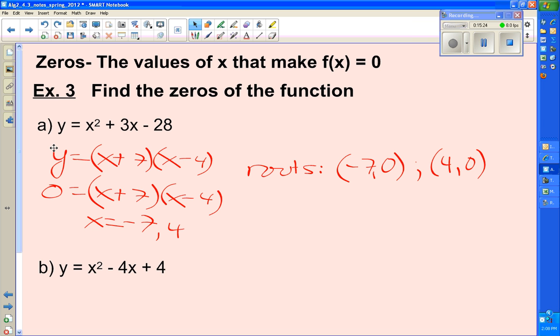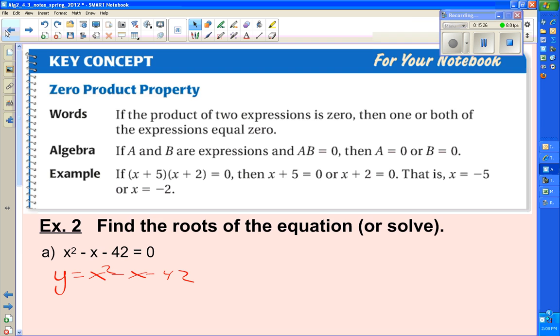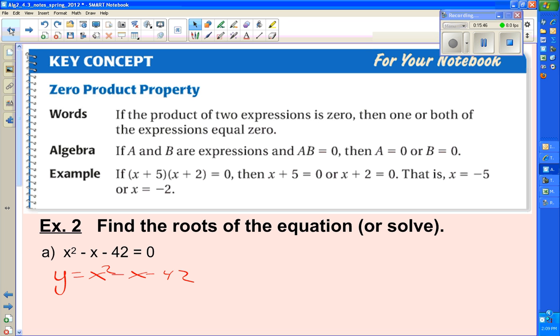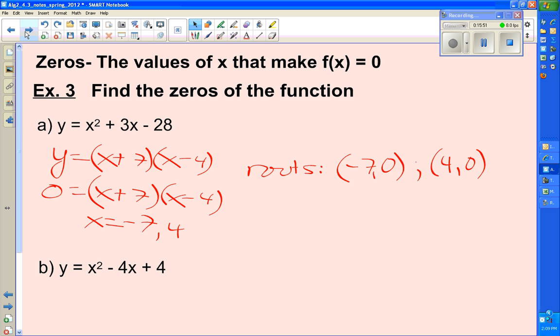Does everyone see the difference between these examples and these examples? How it's a bad question to ask for roots here, but not here. Is anyone not seeing the difference between them? Because this is a really important distinction. One variable versus two variables. This has only one, just the x. You can solve those. This has two. We can find the x-intercepts, roots, or zeros because that's a function you can graph.